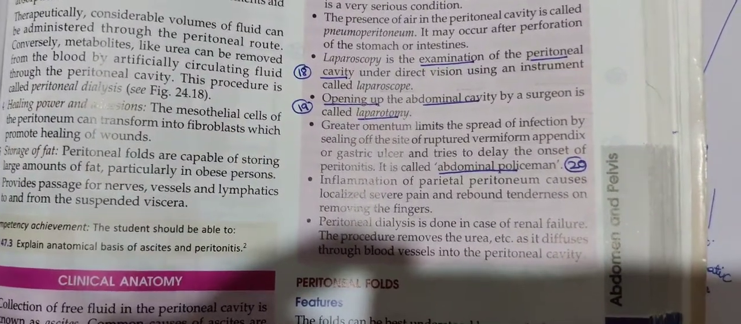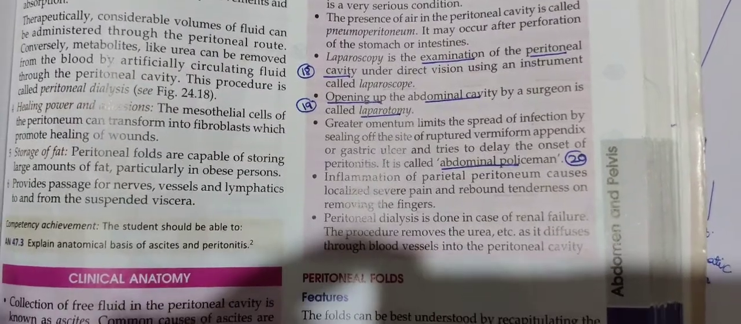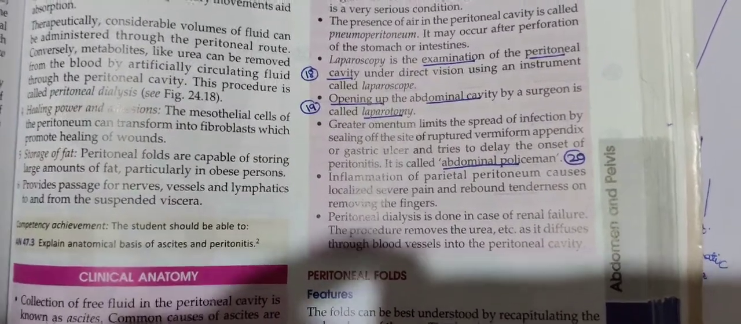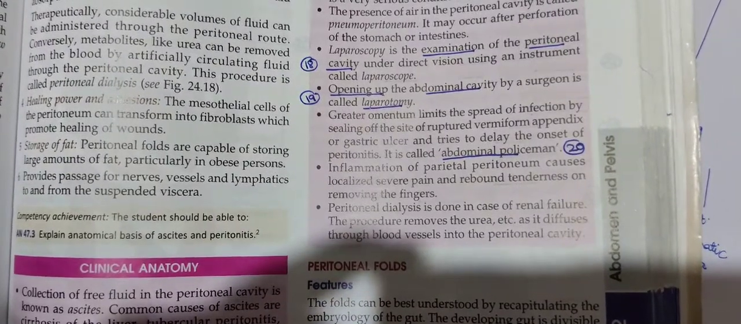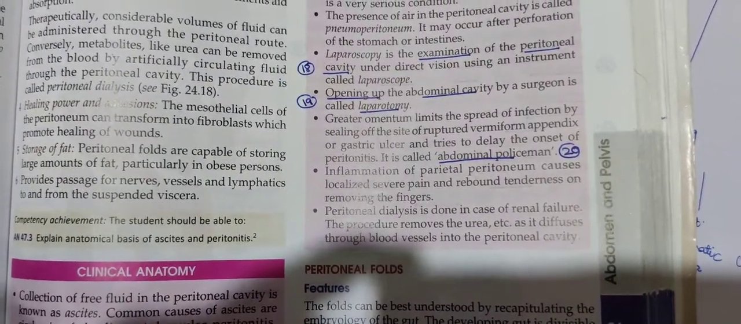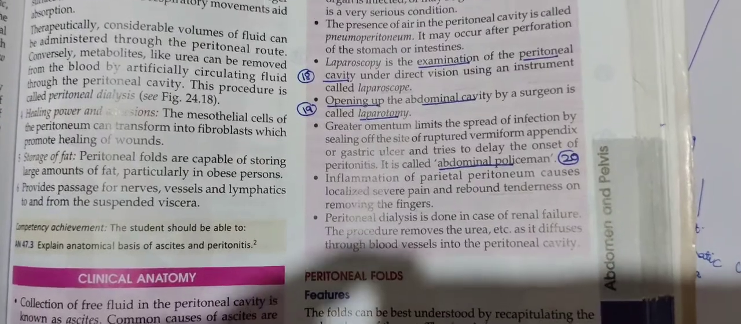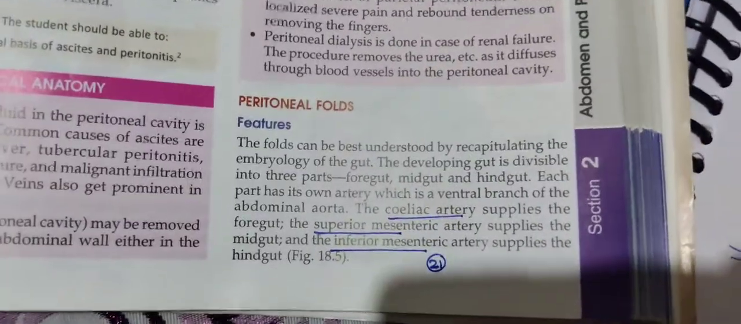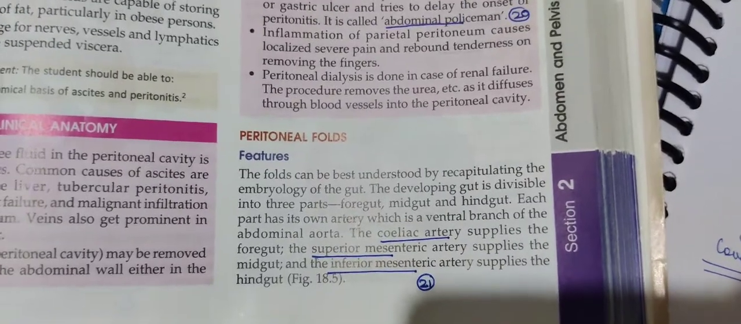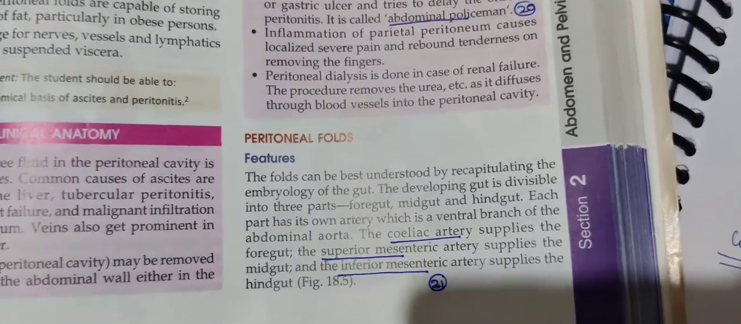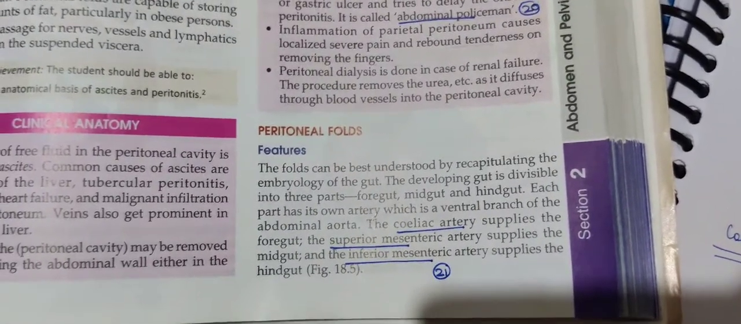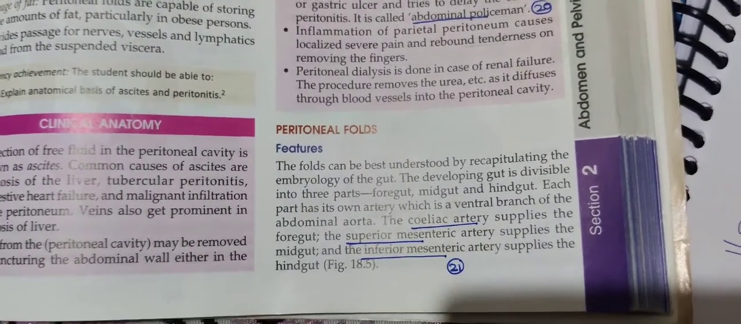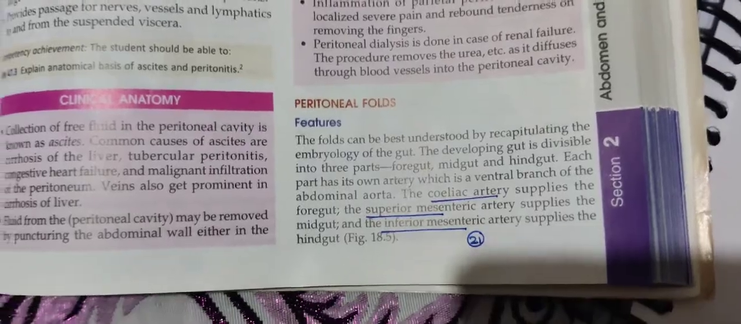Now this greater omentum is very much mobile. If there is infection somewhere, this greater omentum will go there and seal the space so that the infection does not spread. Therefore it is called the abdominal policeman. As we know, each part of the gut has its characteristic artery. Foregut is the celiac artery, midgut the superior mesenteric artery, and hindgut the inferior mesenteric artery.